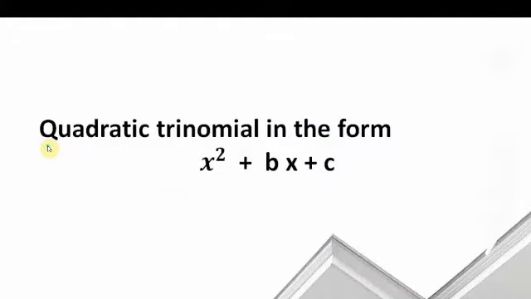What is the meaning of quadratic trinomial in the form x squared plus bx plus c? Quadratic means that our expression is of second degree, as we see. Trinomial means that our expression consists of three terms: 1, 2, 3.